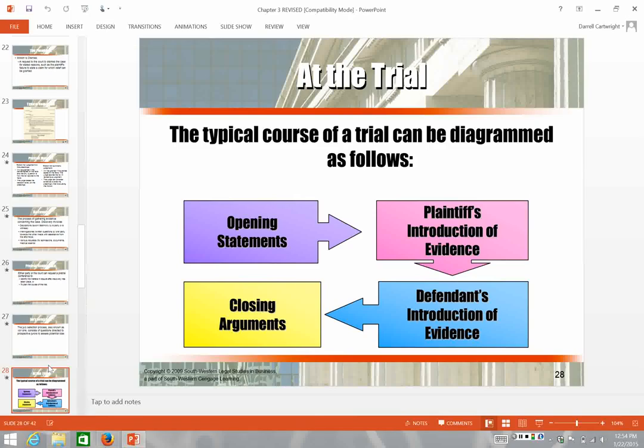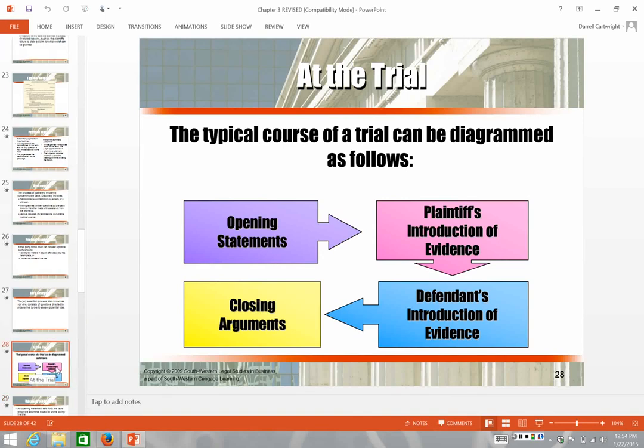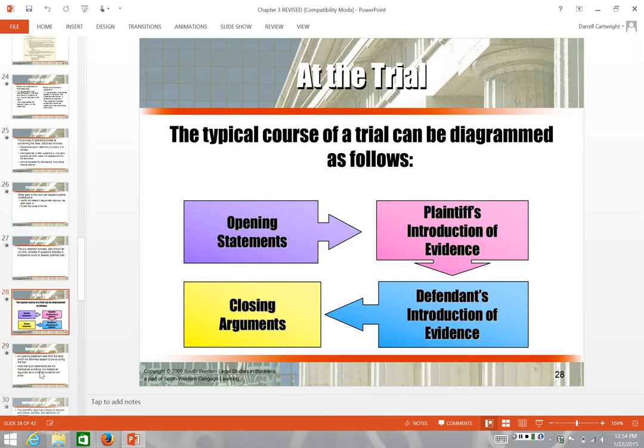And I'm not saying that any of the other PowerPoint slides that I'm skipping aren't important. I think they're fairly straightforward, though, and speak for themselves, so you can review those.